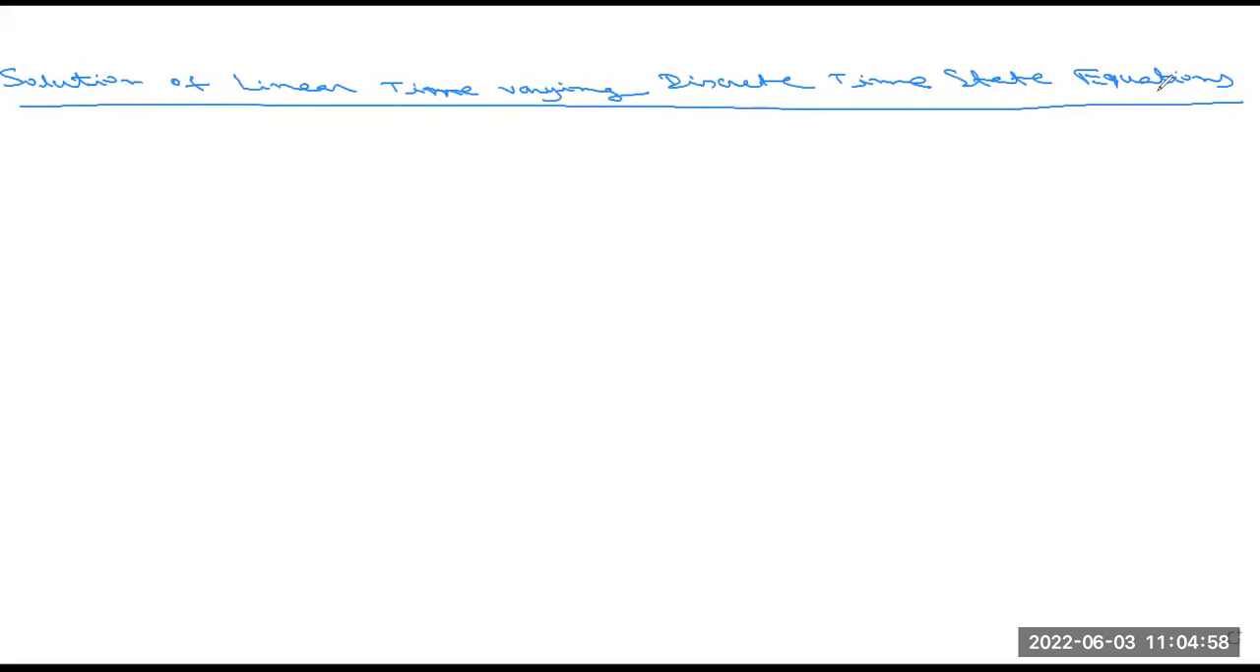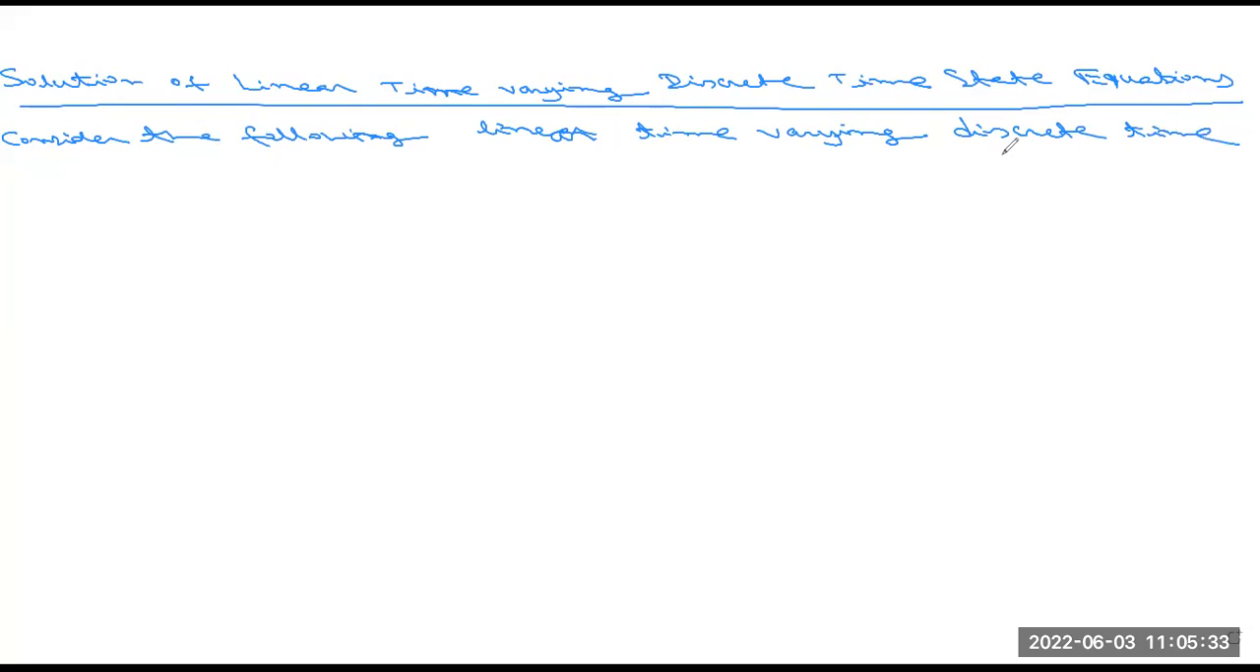Okay, so consider the following linear time varying discrete time state equation and output equation.